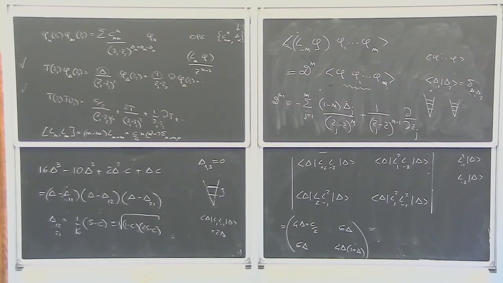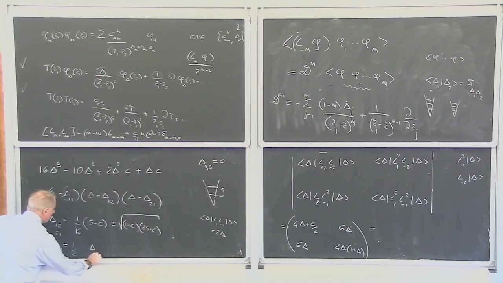You got this, and now start playing with numerology. Say, do I know any system where I know the central charge? Yes, the fermions. Plug in here C equals 1/2. What do you get? Delta 1,2, I don't know which one of the two, we can work it out, is 1/2. Delta 2,1 is 1/16.